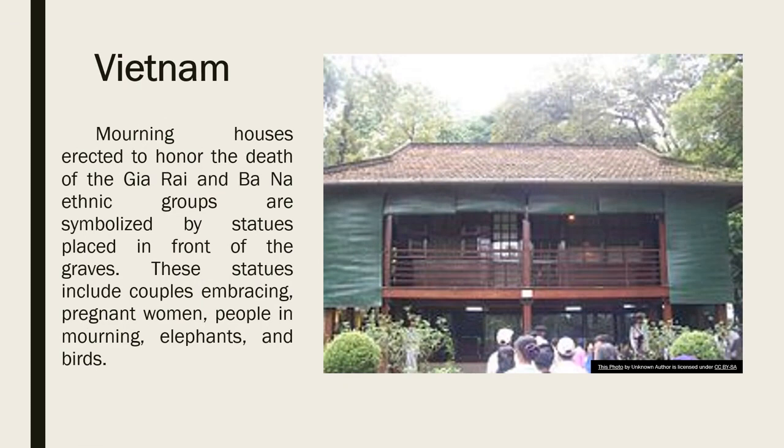Mourning houses in Vietnam are erected to honor the dead of the Gia Rai and Bahnar. Ethnic groups are symbolized by the statues placed in front of the graves. These statues include couples embracing, pregnant women, people in mourning, elephants, and birds.